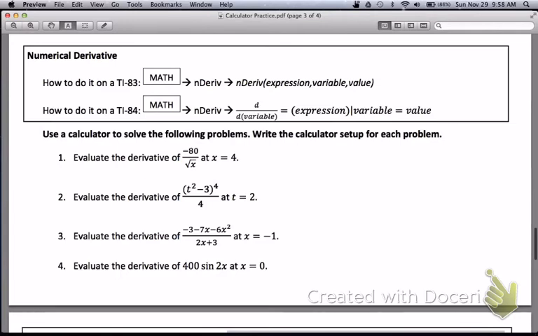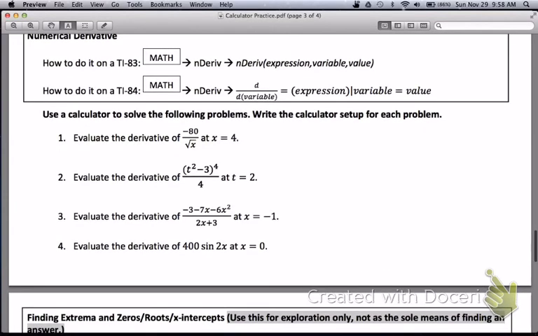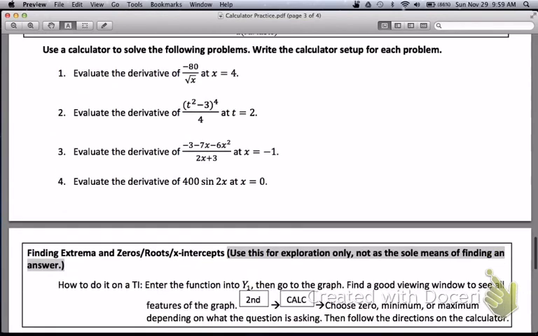Alright, so it says, use a calculator to solve the following problems. Write the calculator setup for each problem. So, evaluate the derivative of this. Pretty much all you have to do is type that function into your y1, and then go to the graph and push second calc and go to dy/dx, just like we did on that problem earlier, and type in 4, and it should tell you what the derivative is automatically. So like I said, I'm going to skip this one because we already did this one once today, so I think you guys can try that one on your own.